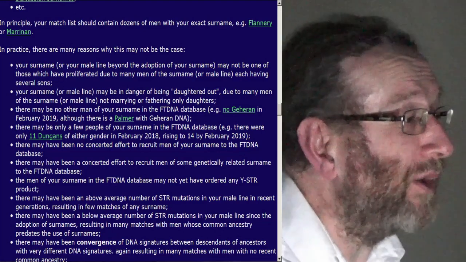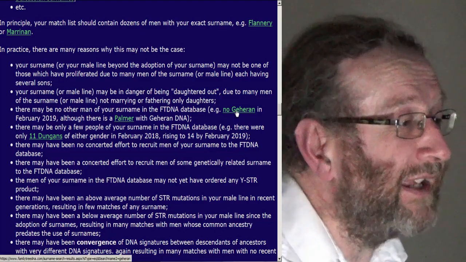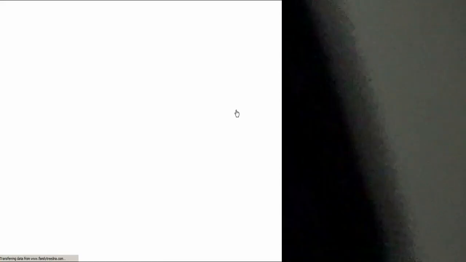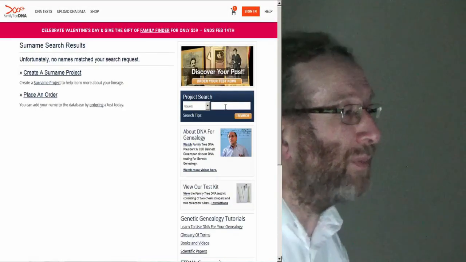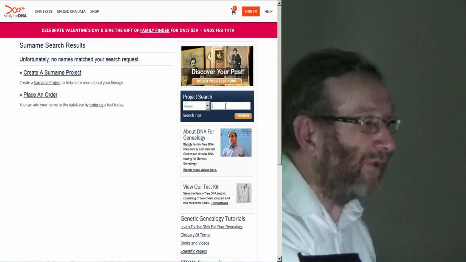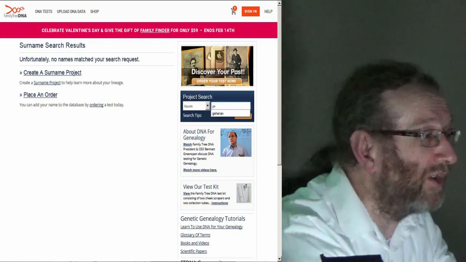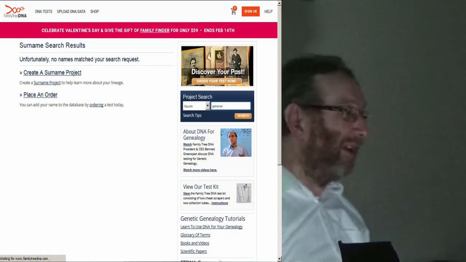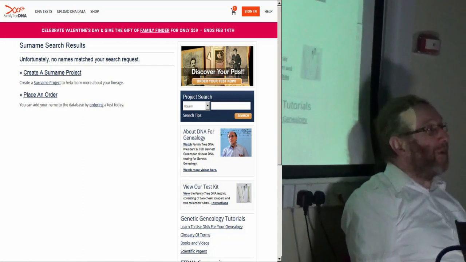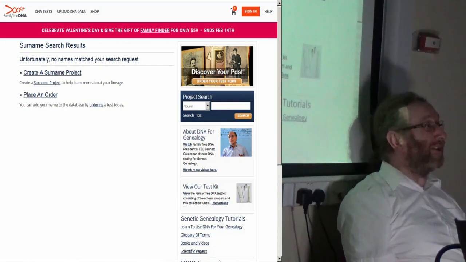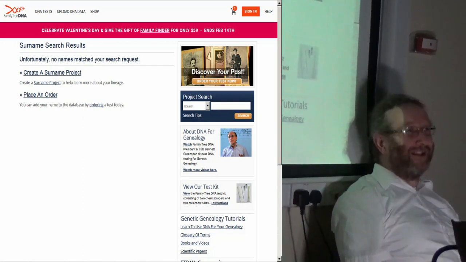You may find there's nobody at all of your surname in the FTDNA database. You can do a search on many of the FTDNA pages. You have this project search box over here. That was a search for Geheran, which is an unusual Leitrim surname, and it comes back and says there is no customer of Family Tree DNA with the surname Geheran. There's only about 1 million customers, and it's a less than 1 in a million surname.